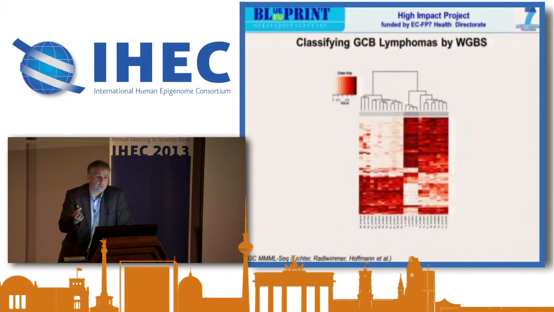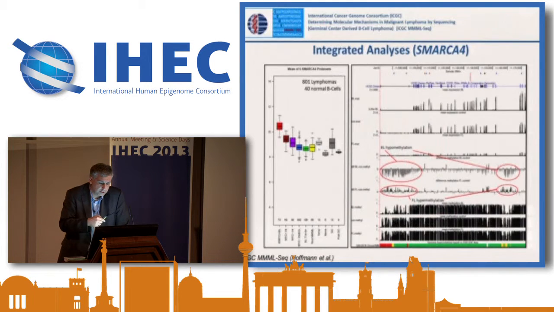There are a lot of ways to evaluate this. What we are currently doing in the German ICGC project, we are trying to intersect these methylation data with the transcriptome and the genomic data we have. And I only show you one example here. This is the SMARCA4 gene, which we know is, and this is a series of more than 800 lymphomas, highly expressed in Burkitt lymphomas. It's even part of a classifier for Burkitt lymphomas based on gene expression.